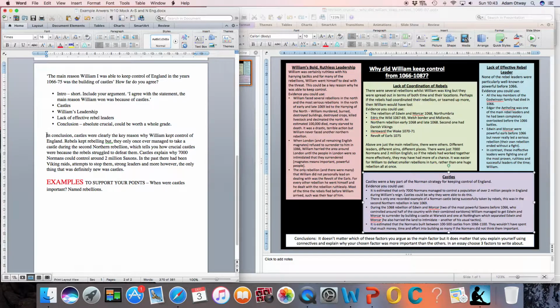I've got my conclusion. Castles were clearly the key reason. Be argumentative, be arrogant, make it out to be key reasons like that. I've supported it with information I would have written about in my paragraph over here, so I'm nodding back to bits of information from before. But here's a key thing you've got to do. Use some examples from this sheet to support the things you've put in your answer. There we go. Hopefully that was useful. Good luck.